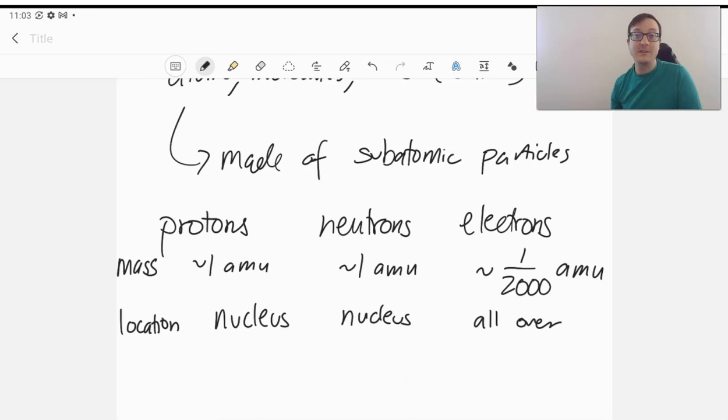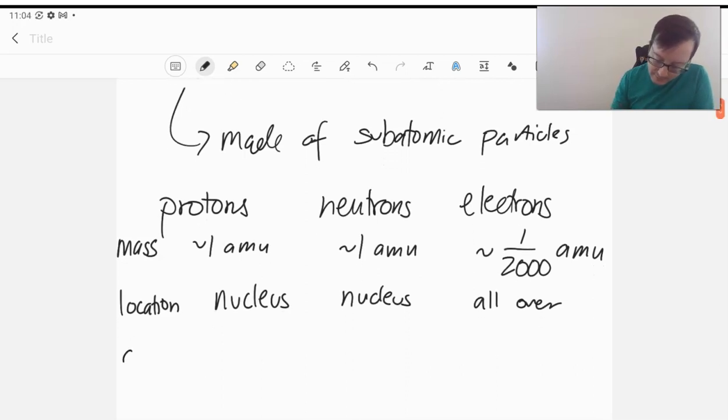So they are essentially making the entire size of the atom, where the electrons happen to be zooming around at near the speed of light. And the protons and neutrons are within the nucleus in the very center of the atom.